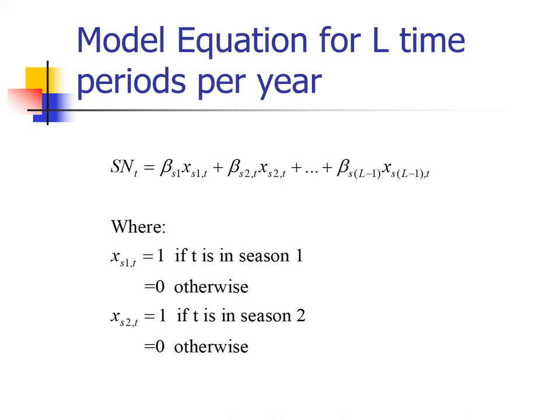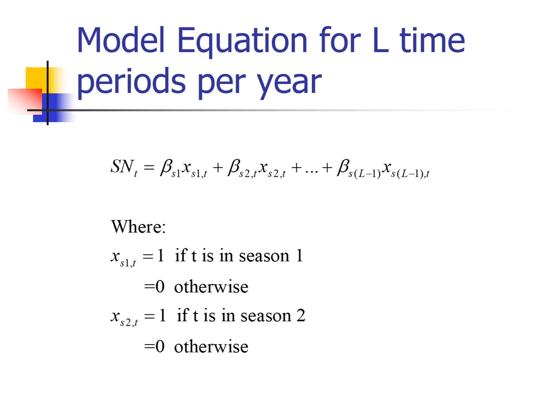In that case, a model equation for L time periods would look like this. Remember, if we have L time periods, we only need L minus one dummy variables. So I have all these different coefficients. If we think of this as monthly data, I would have a beta for month one, a beta for month two, a beta for month 11, and maybe nothing for month 12. That would make December our reference category. And then the X's are all dummy variables.